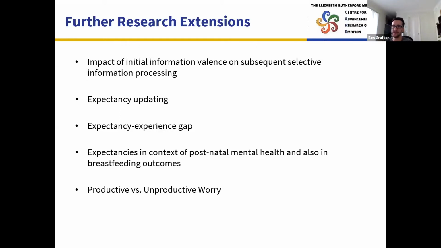And this last one, if anyone's doing this kind of research, let me know, because since I've had a couple of kids now, I've been pivoting my research to this sort of area, to postnatal mental health and breastfeeding outcomes, because that's something we're able to do, and how expectancies might be driving variation in aspects of parenting. So if anyone's interested in that, let me know, because I'd be really interested in collaborating.